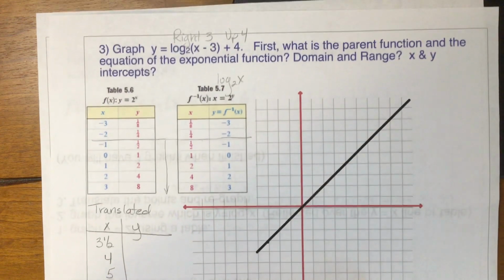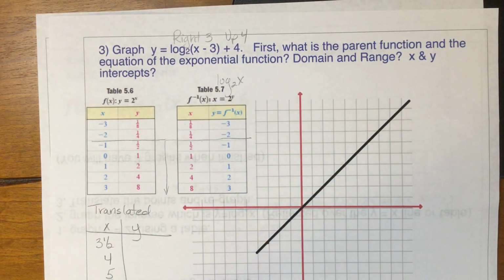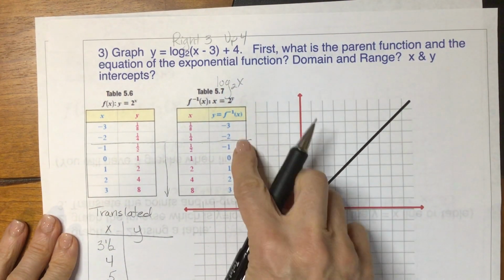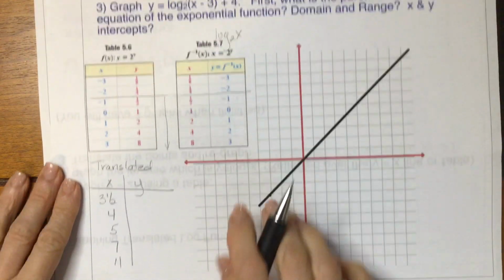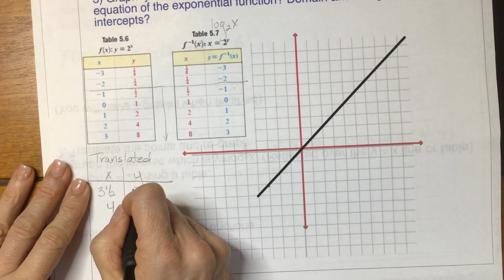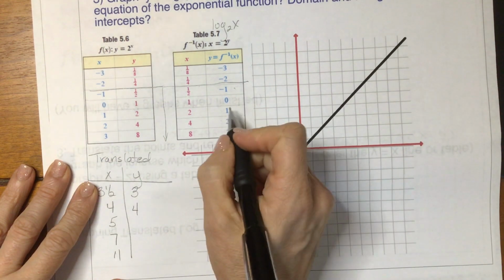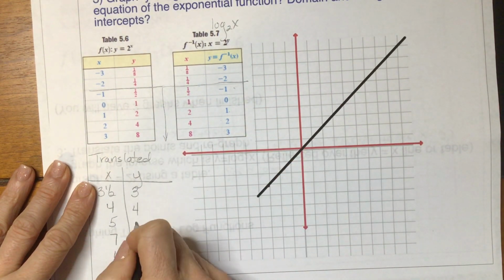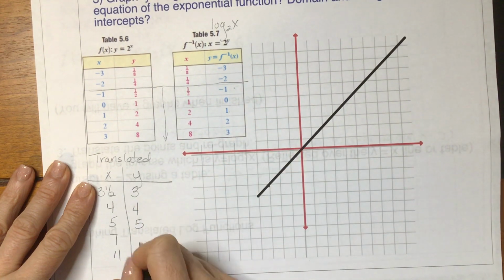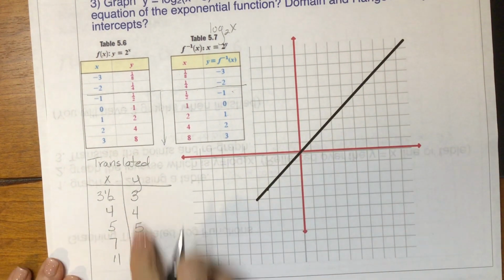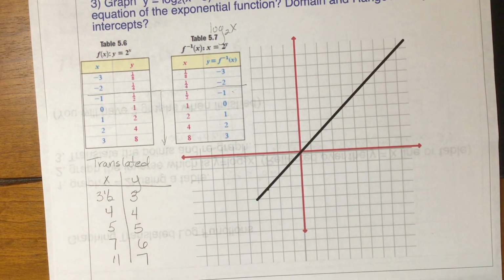And then if I'm going to look at up 4, that's only going to affect my y values. So here's my y values. We're starting here. I'm just going to add 4 to all of these numbers. So negative 1 plus 4 is 3, 0 plus 4 is 4, 1 plus 4 is 5, 2 plus 4 is 6, and 3 plus 4 is 7. All right, so these are what we're going to graph.